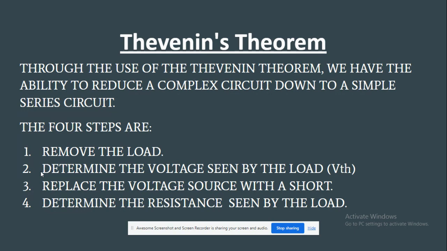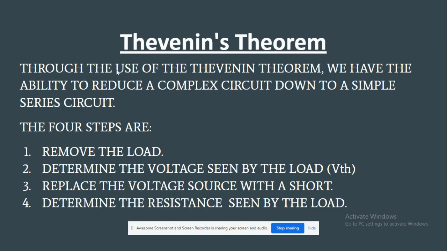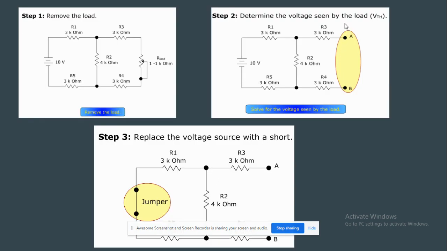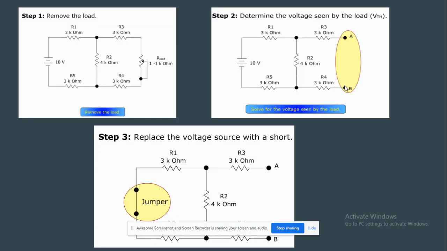So first of all, we have to remove the load from the circuit. As you can see, here is the load. We remove the load and then determine the voltage seen by the load, which means determining the voltage here. Then we replace the voltage source with a short. As I told you, whenever we simplify a circuit, we replace the voltage source with a wire, which we also call a jumper. So we replace this voltage source with a jumper.